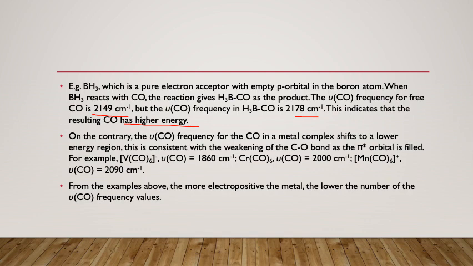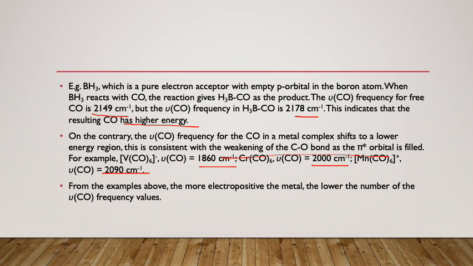Why? This happens because of the weakening of the CO bond at the pi star orbital. Because the pi star is filled, the CO bond becomes weaker. Therefore, the value of the CO frequency is lower. And we can see for vanadium, chromium, and manganese, the trend is increasing when we move from the left to the right. The value is increasing.